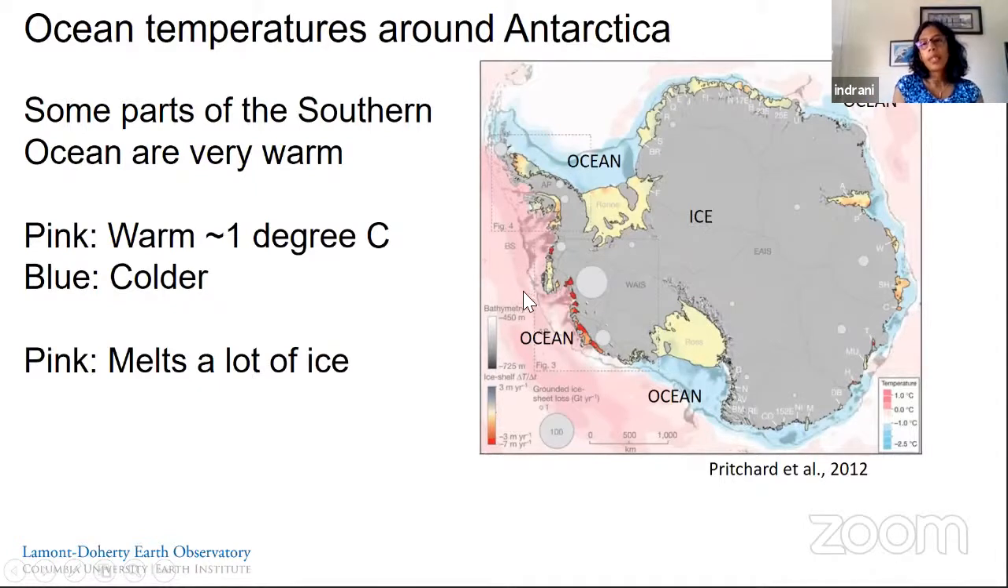And we'll not go into many details. This is the ocean, and this shows the ocean temperature. So just remember one thing, pink is warm and will cause melting. The ice shelf floats onto the ocean, so it is in direct contact with the ocean. So pink is warm and blue is cold, okay? And then Thwaites Glacier that we talked about is actually located very close to the pink ocean, which is warm.